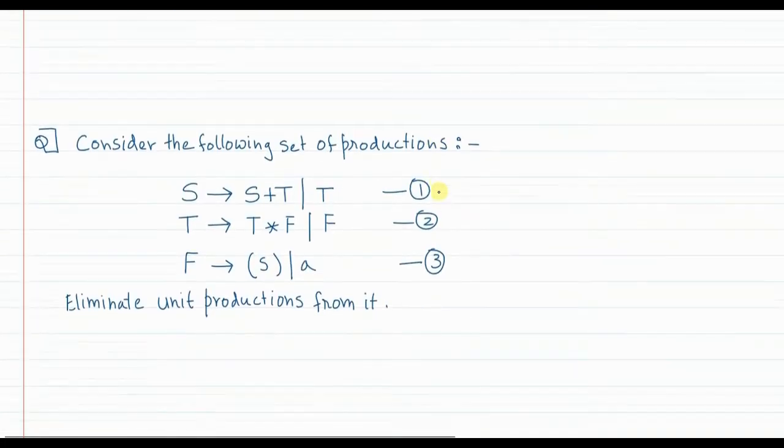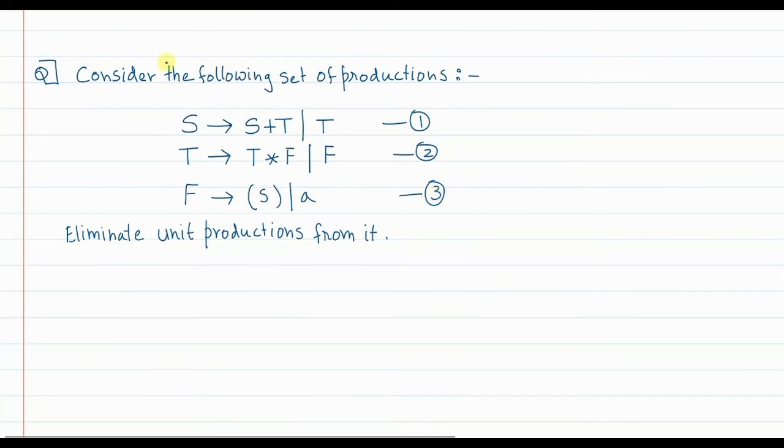Now we will see one example. Consider the following set of productions. I have just numbered them, and we need to first identify and then eliminate any unit productions present. Now you see production 1. In production 1, S gives T, it's a unit production. Similarly, in the second production, T gives F, this is also a unit production. So I have to eliminate these.